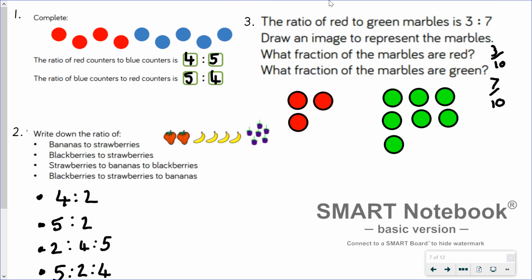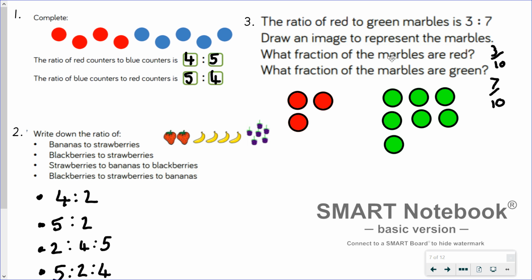Last one. The ratio of red to green marbles is 3 to 7. Draw an image to represent the marbles. So I just drew circles and put them as the colours. So 3 red ones, 7 green ones. What fraction of the marbles are green? And what fraction of the marbles are red?